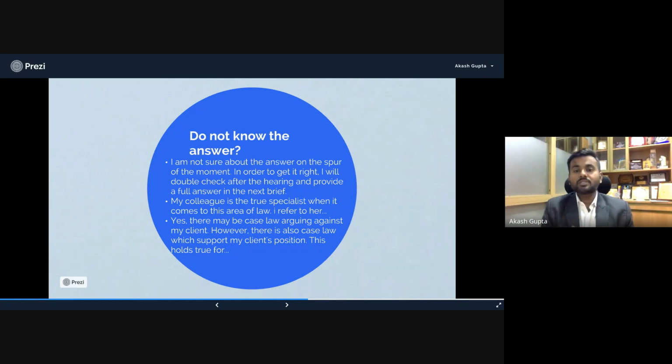If you don't know the answer, you just say that I'm not sure about this answer. Can I go to my next point, which is blah, blah, blah? Because there may be a chance that you get more points for the other pointers and you can convince and get the confidence of the judges on those pointers. Understand this.